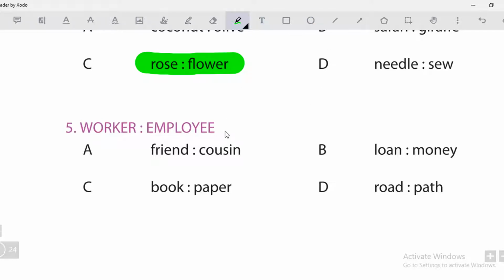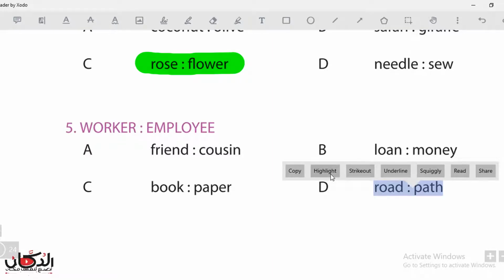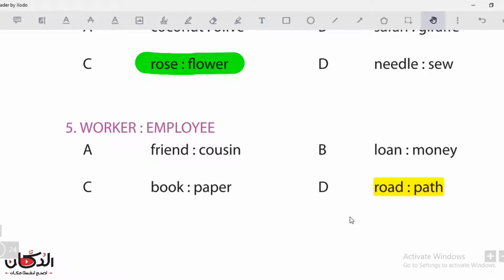Yeah, you can think they look like similar words. Okay, so friend and cousin, I think it's incorrect. Okay, what about book and paper? No, you can see a book is made of paper. Okay, loan, money, maybe related but different usage. Yes, we use them in different ways, but road and path is the correct answer. Excellent.